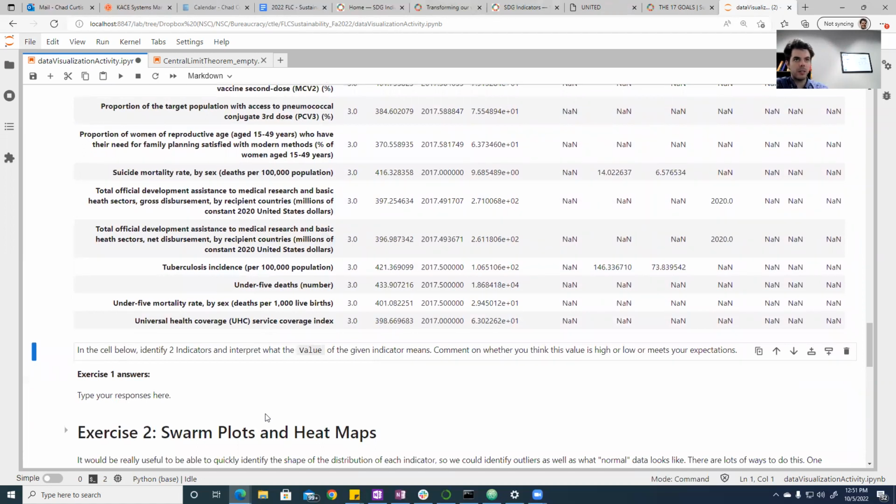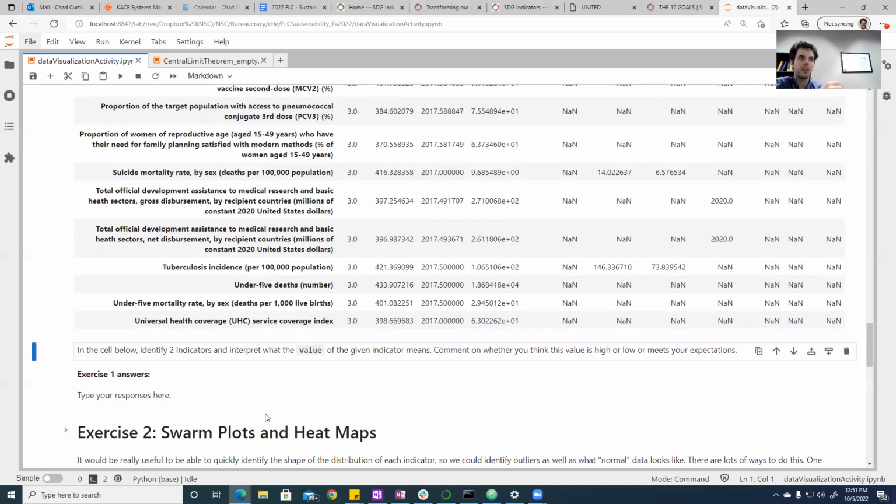I have a little free response question for you to answer as part of this. In the cell below, identify 2 indicators and interpret what the value of that indicator means. Comment on what you think. Is that a high value? Is that a low value? Is that what you'd expect from your experience? Give a little commentary on your interpretation of those values.